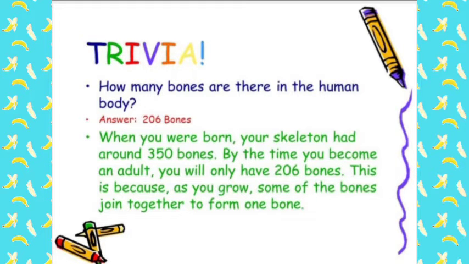Trivia: how many bones are there in the human body? The answer is 206, because when you were born, your skeleton had around 350 bones. By the time you became an adult, you will only have 206 bones. This is because as you grow, some of the bones join together to form one bone.